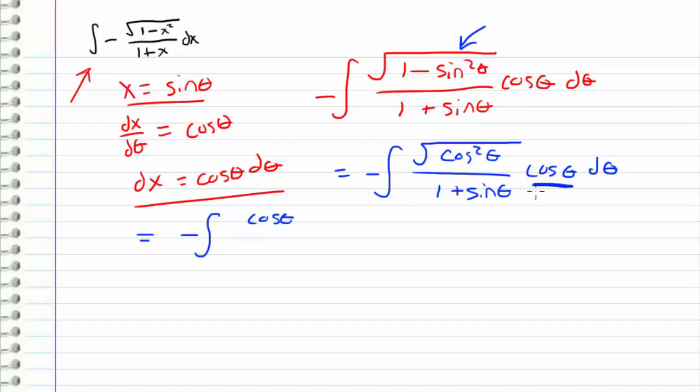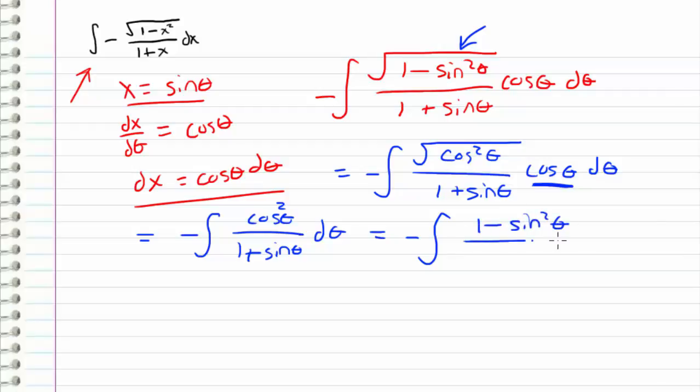And we have this cosine right here, so it actually becomes cosine squared theta over 1 plus sine theta d theta. So we had square root of cosine squared theta times cosine theta equals cosine squared theta over 1 plus sine theta and then d theta. And now I'm going to use that same trig identity again. And this time I'm going to substitute in for cosine squared theta. So that's just equal to 1 minus sine squared theta, right? So this is equal to the negative integral of 1 minus sine squared theta all over 1 plus sine theta and d theta.